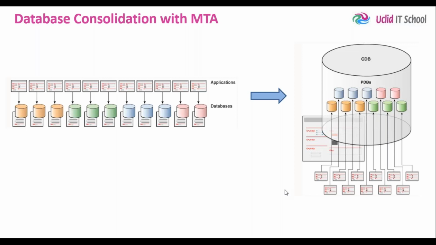Now one patch, 10 upgrades, one upgrade. So that way, your effort reduces by the number of databases. Earlier, before consolidation, your management effort increases by a factor of the number of databases. Because you have only one container database, one container database requires one server.